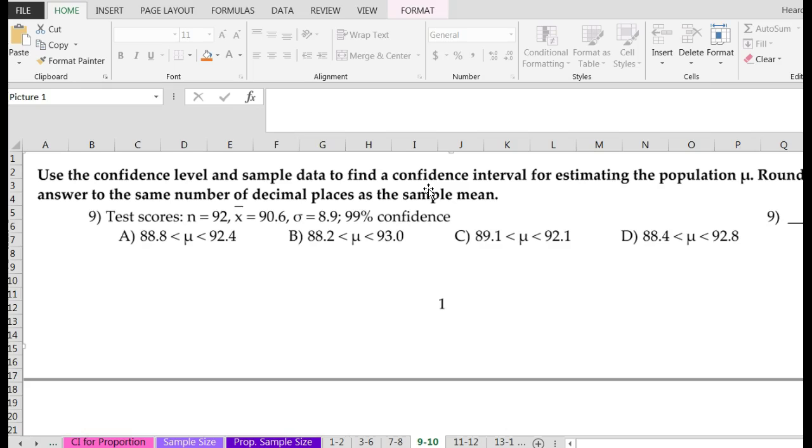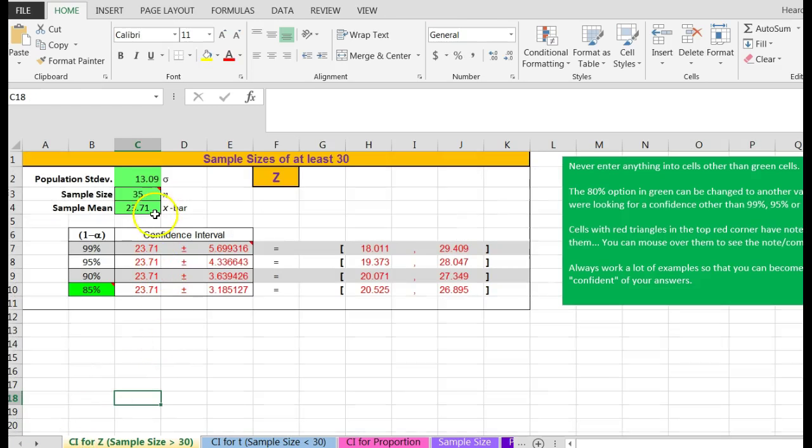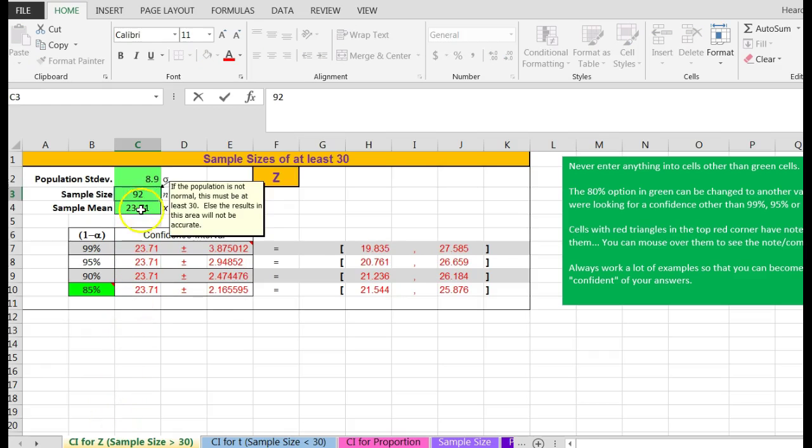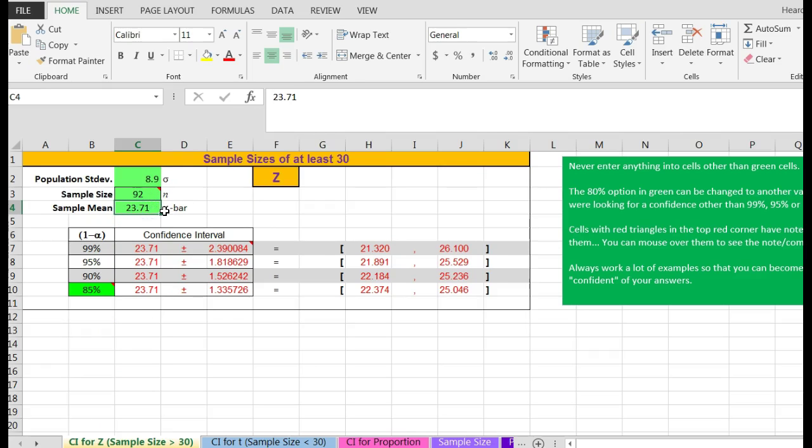Now, first of all, my sample size is greater than 30. It's 92. They've given me the population standard deviation, so I'm going to use that Z. Let's scroll back to a confidence interval for Z. Population standard deviation is known. It's 8.9. Note I am using the confidence interval for Z tab down here at the bottom. The sample size was 92. The sample mean, they gave that to me also. It is 90.6. And they want the 99% confidence interval.